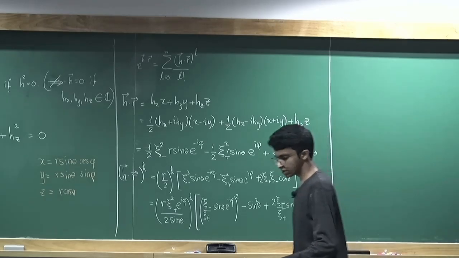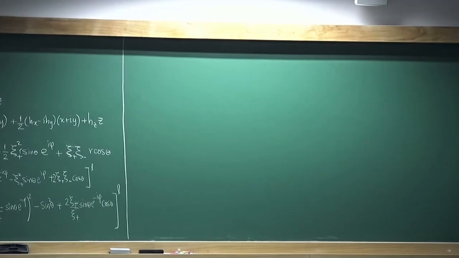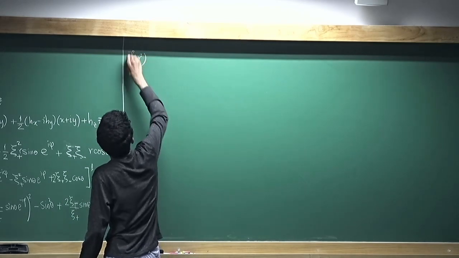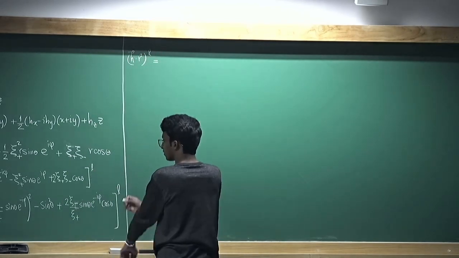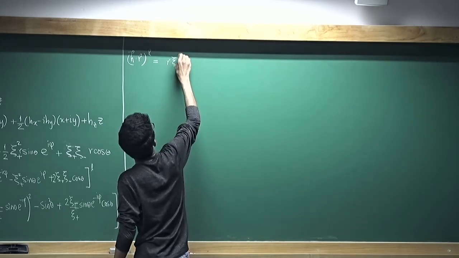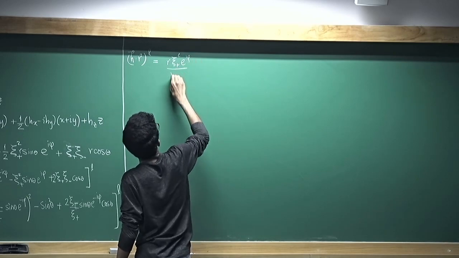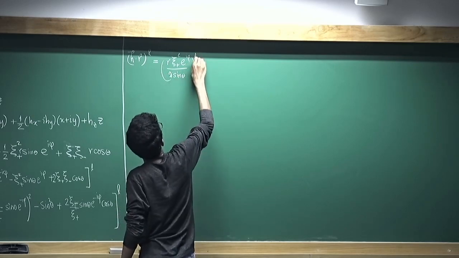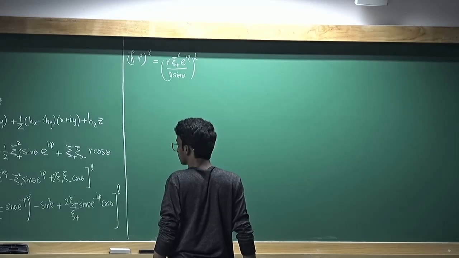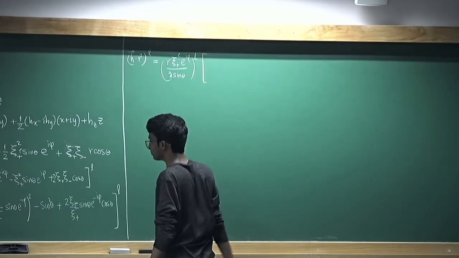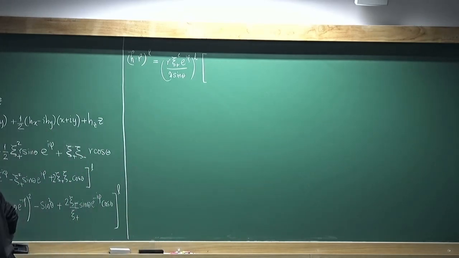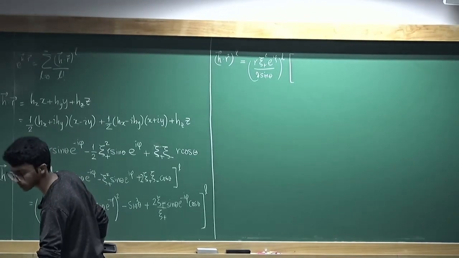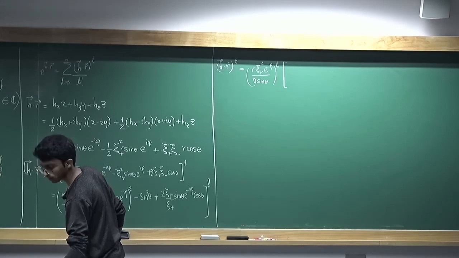Now you can take things outside. So now we can write h dot r to the L equal to r xi plus squared e to the I phi over 2 sine theta, to the L, times, is there a way you can see both of this at the same time? Let me see. Probably not.